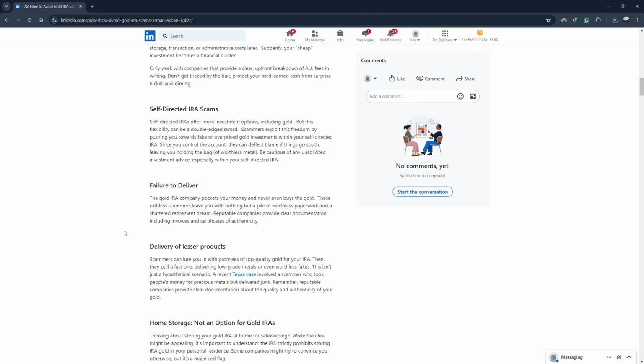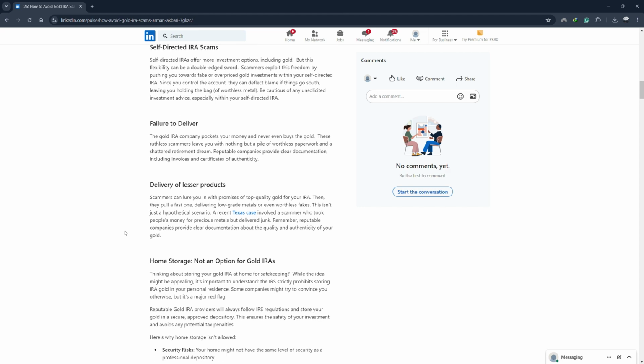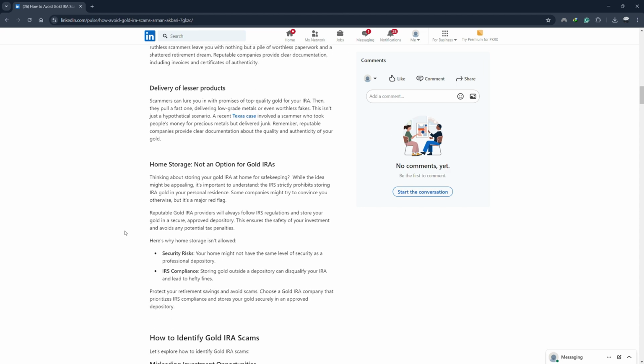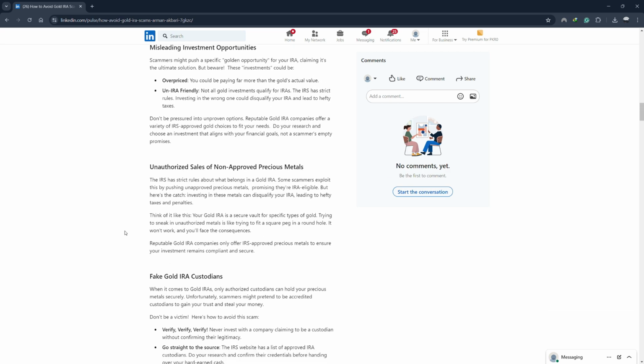4. Complex fee structures. Scammers often hide exorbitant fees and complex structures that are difficult to understand. Always ask for a detailed breakdown of all fees involved, including setup, storage, and annual maintenance fees. Legitimate companies will provide clear and transparent fee structures.